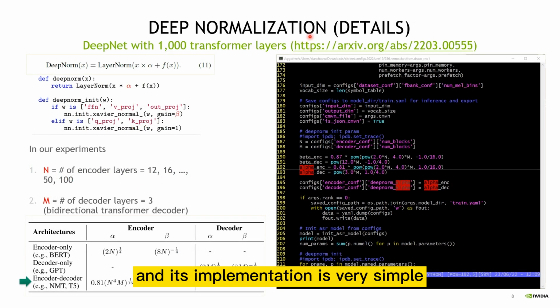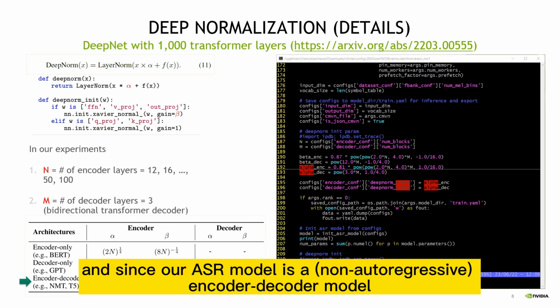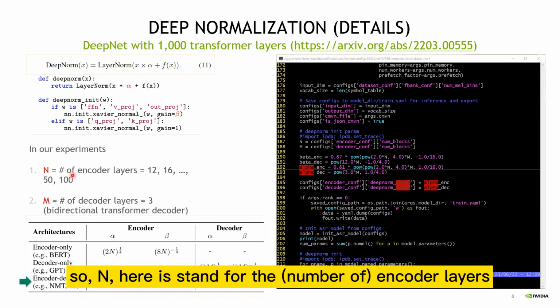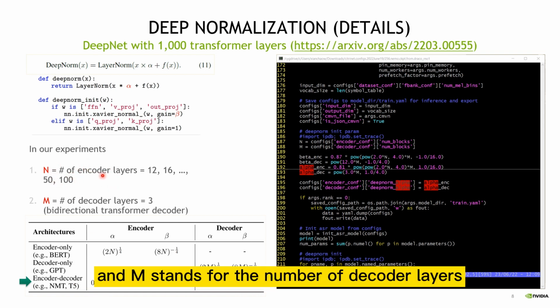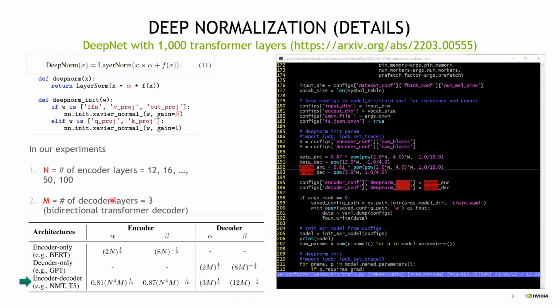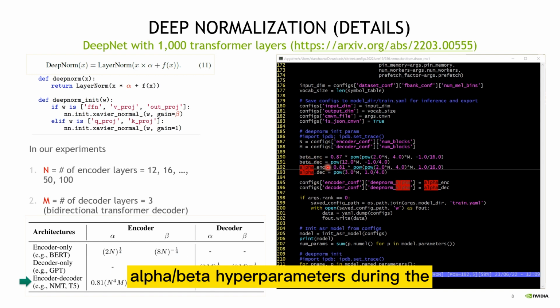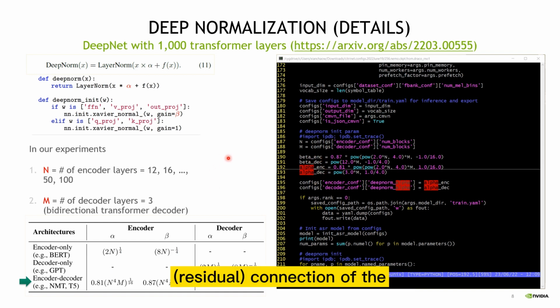And its implementation is very simple. We exactly borrow the idea of DeepNet, and since our ASR model is an encoder-decoder model, we have several encoder layers and several decoder layers. So N here stands for the number of encoder layers, and M stands for the number of decoder layers. So it's very simple. We simply use the last row of this table and compute the encoder and decoder beta hyperparameters during the residual connection of the self-attention and FFN.